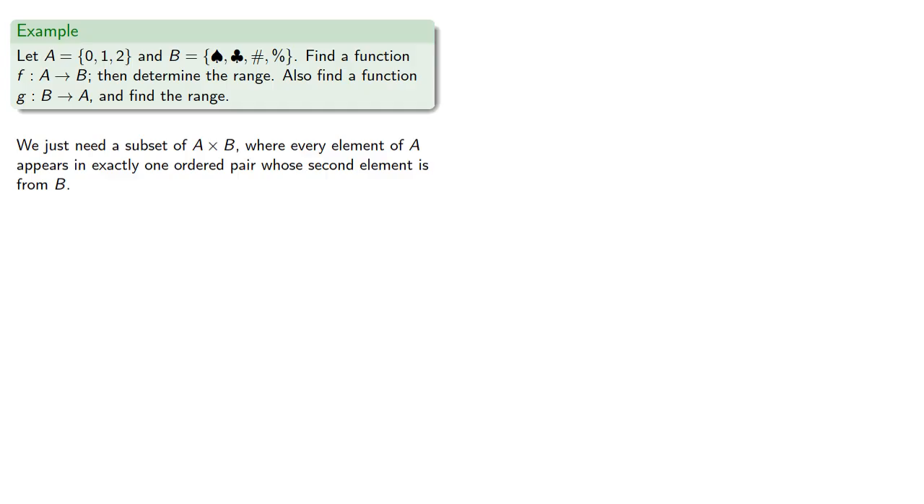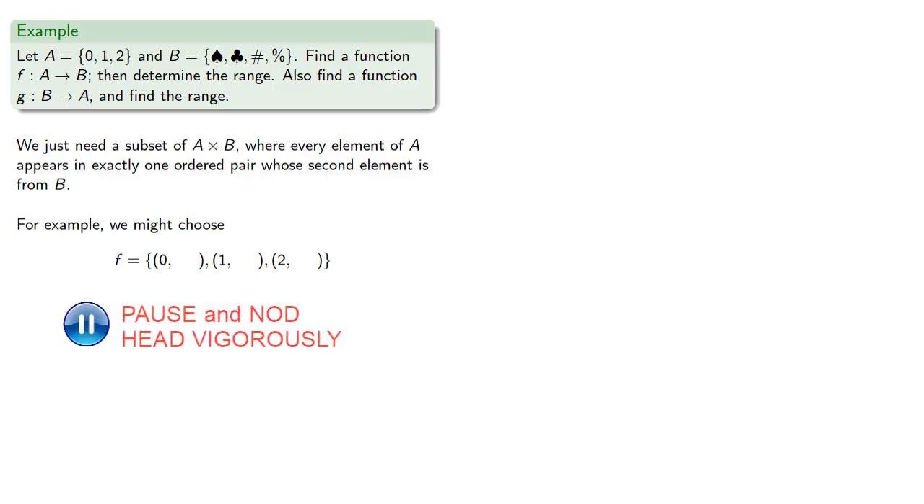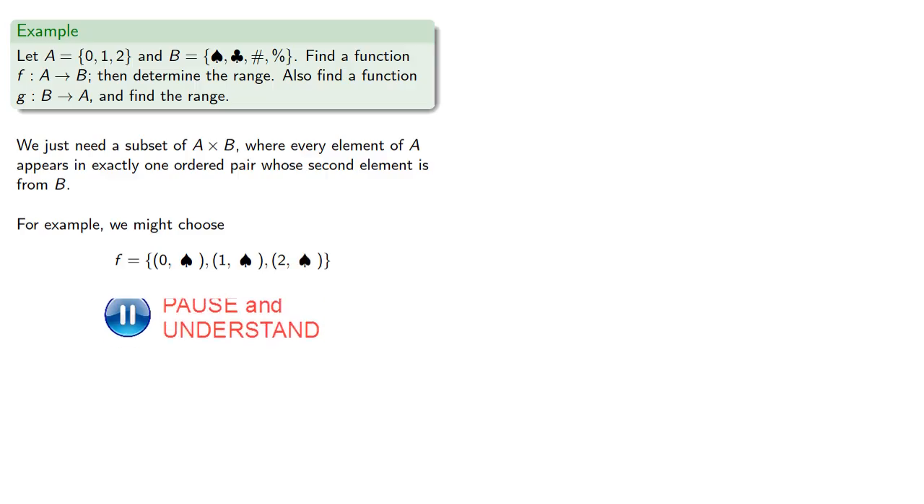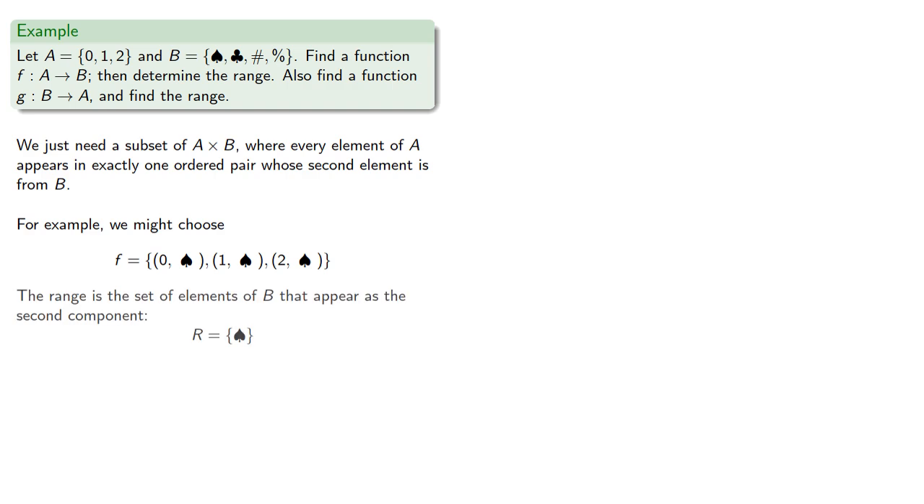So we might set up our set that consists of ordered pairs whose first elements are 0, 1, and 2. And then we have to choose something for that second element. So let's choose, how about this thing, for all of them. The range is the set of elements of B that appear as the second component.